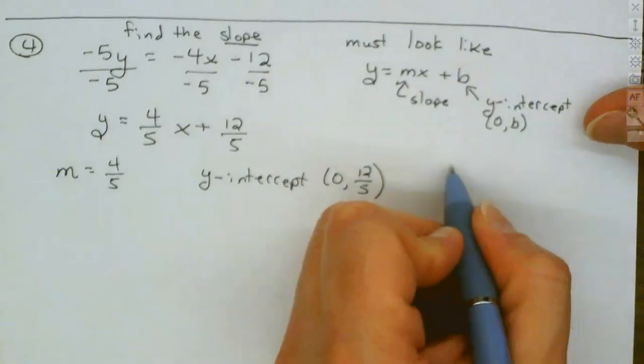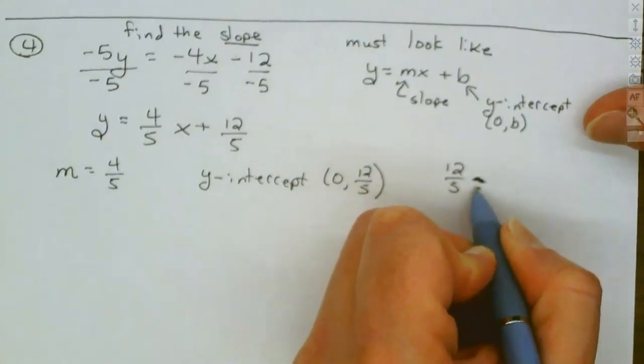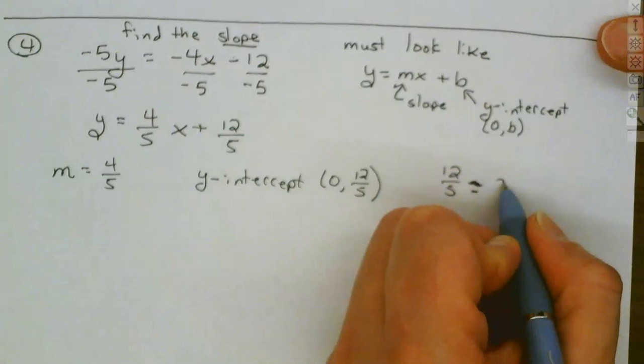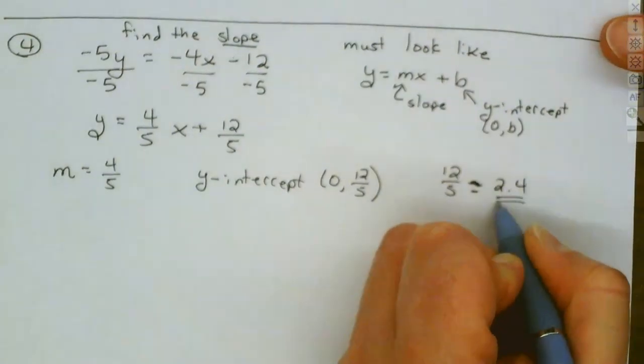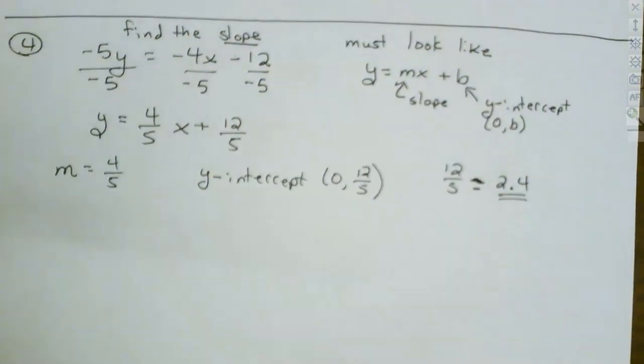Now, how do we graph 12/5? Well, what's 12/5 as a decimal? 12 divided by 5 comes out to be 2.4. So when I go to graph this, 12/5 is going to be in between 2 and 3, right in the middle.